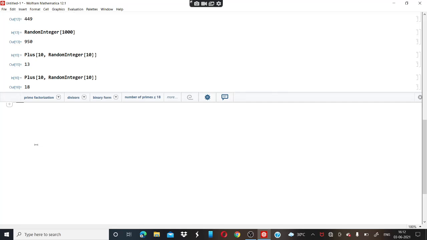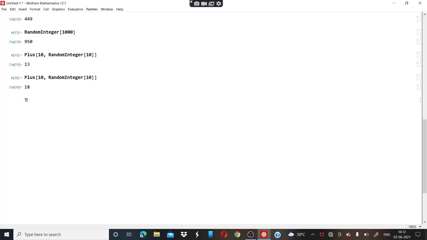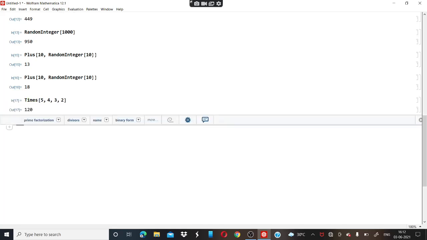Now another question is: compute 5 times 4 times 3 times 2 using times. As it is written that we are going to use times, we write times, then bracket 5, 4, 3, 2, then close the bracket, press shift and enter, and we get 120.